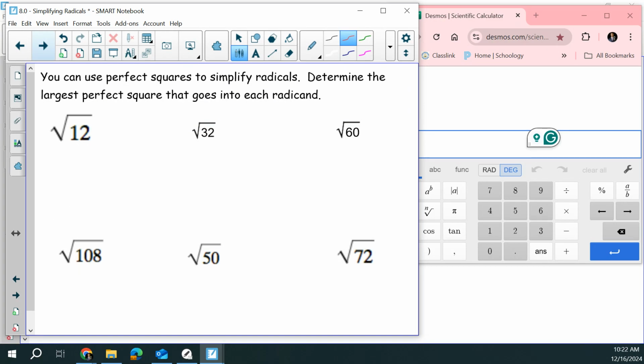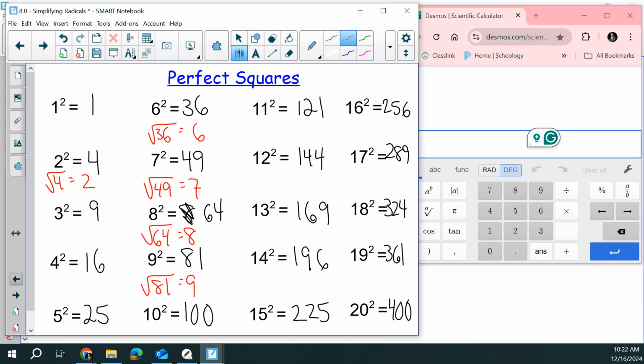These are called radicals. That's the technical name. In order to simplify a radical, what you have to do is figure out the biggest perfect square that goes into that number. We're not really going to use 1 because all the numbers start with 1.